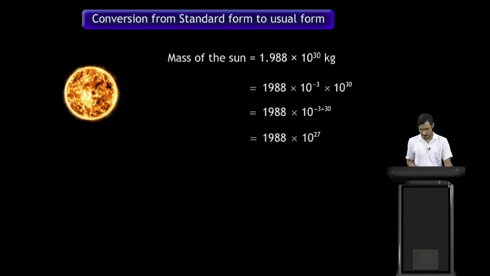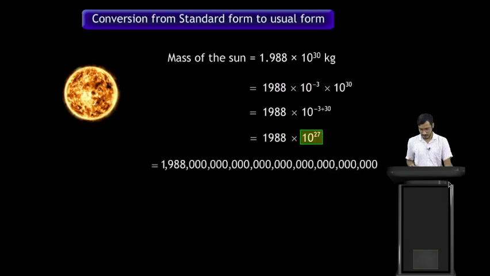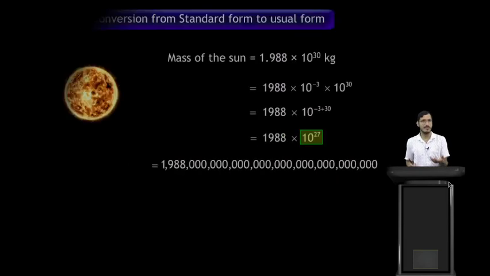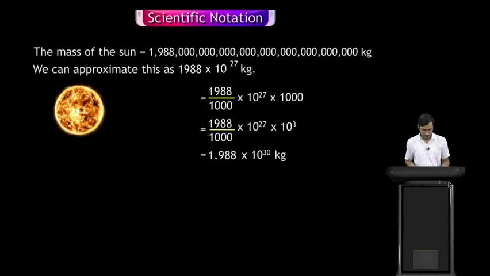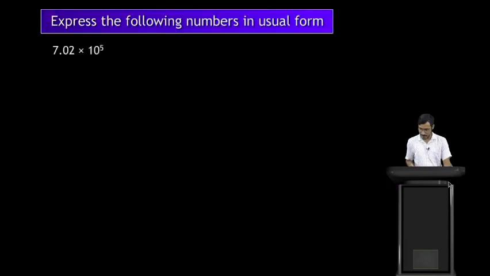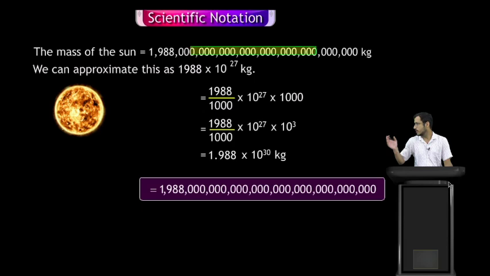Now 10 to the power 27 means 27 zeros. So we can write it like this. That is the usual form: 1988 followed by 27 zeros.